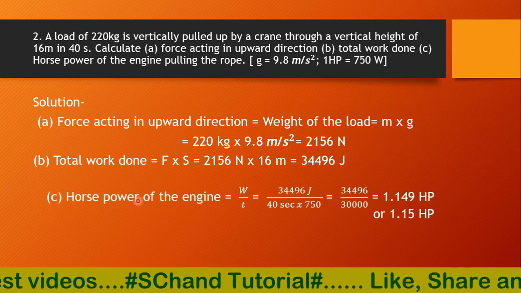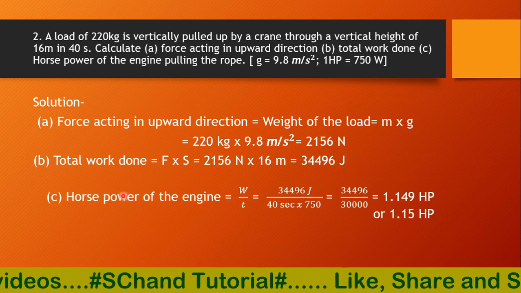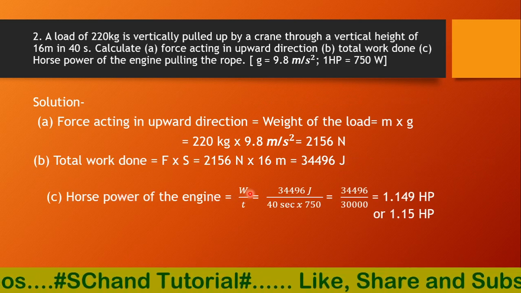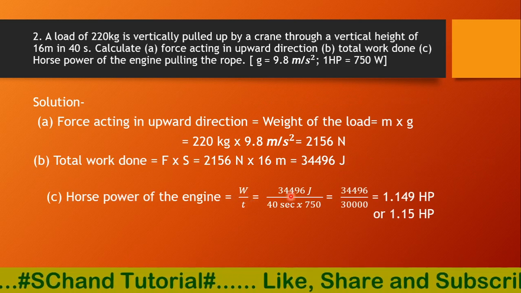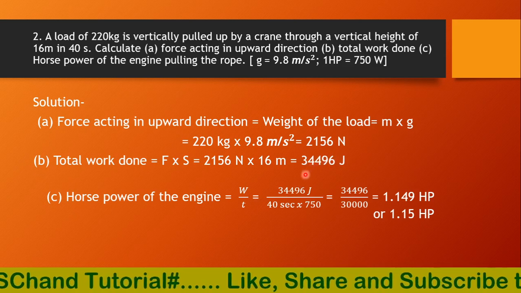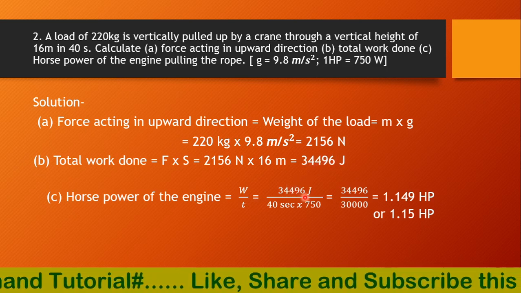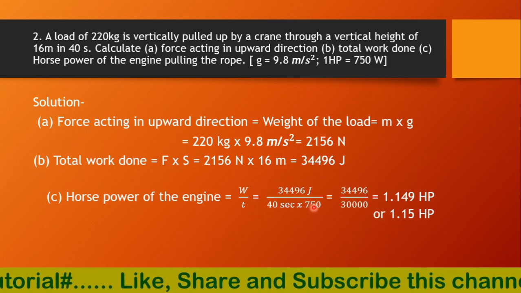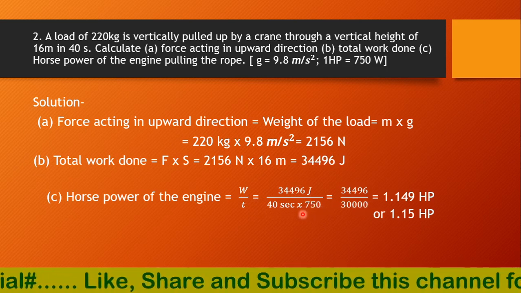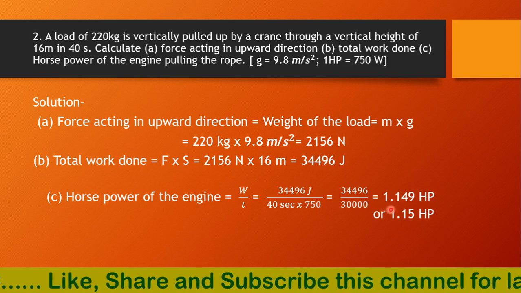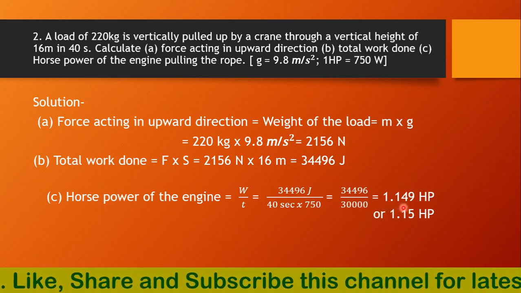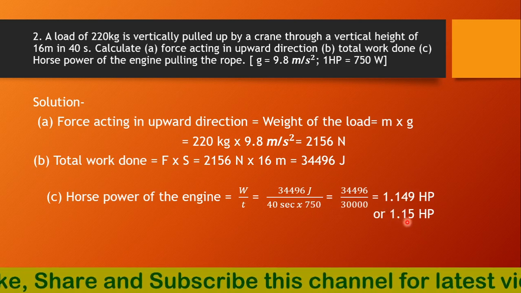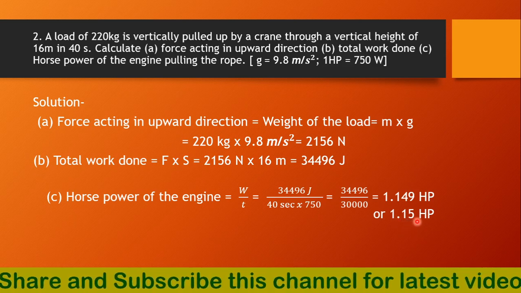Horsepower, that is power of the engine in horsepower, is work done over time. So work done we have already calculated here, 34,496 joule, and time is 40 seconds, and if you need to calculate in horsepower, then we have to divide it by 750 also. So this will come out to 1.149, or up to 2 decimal places it will be 1.15 horsepower.